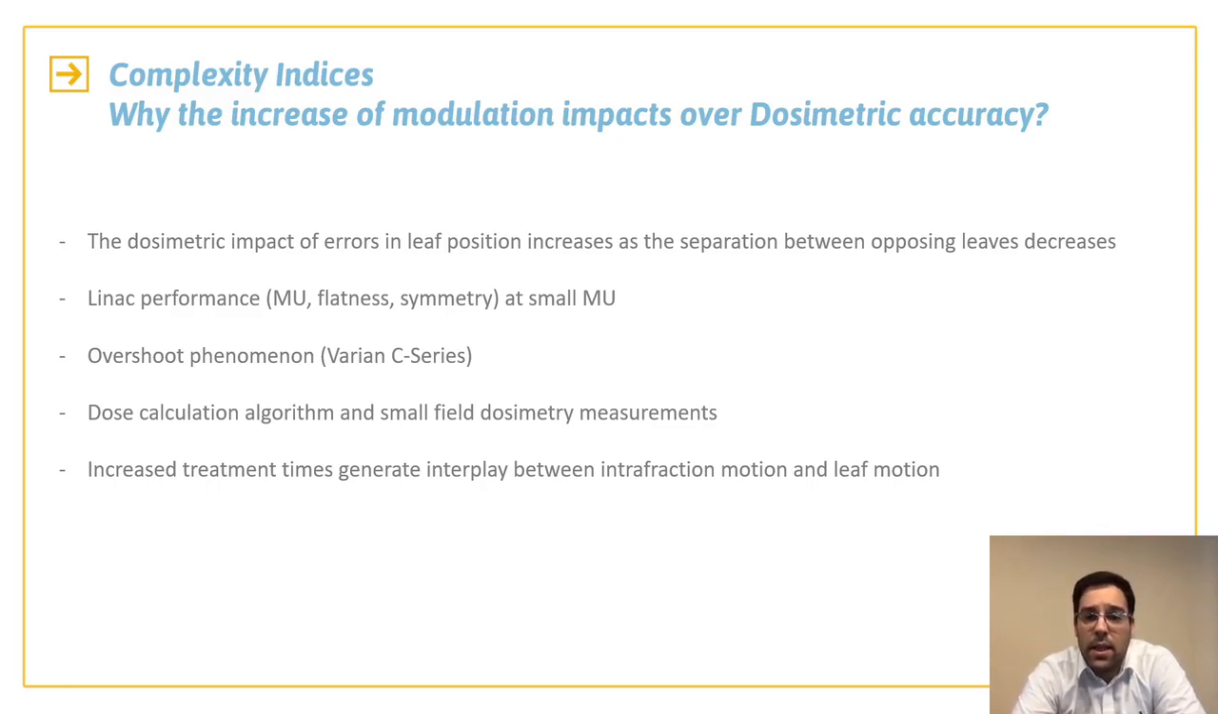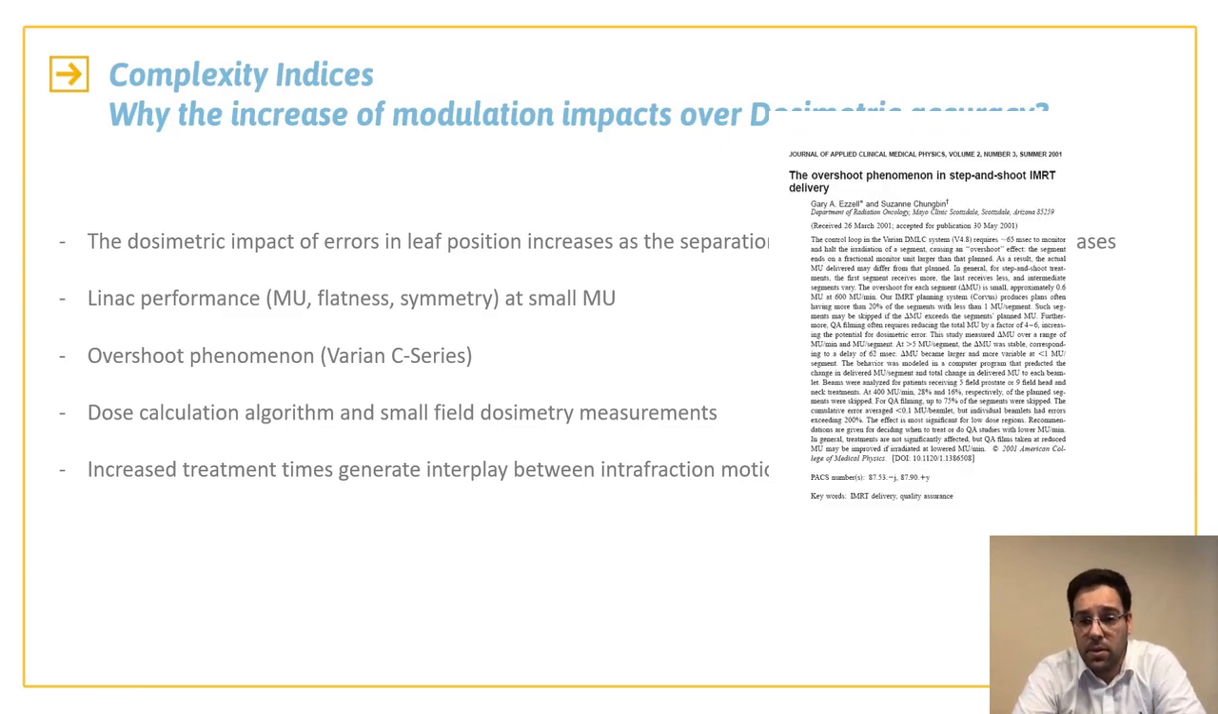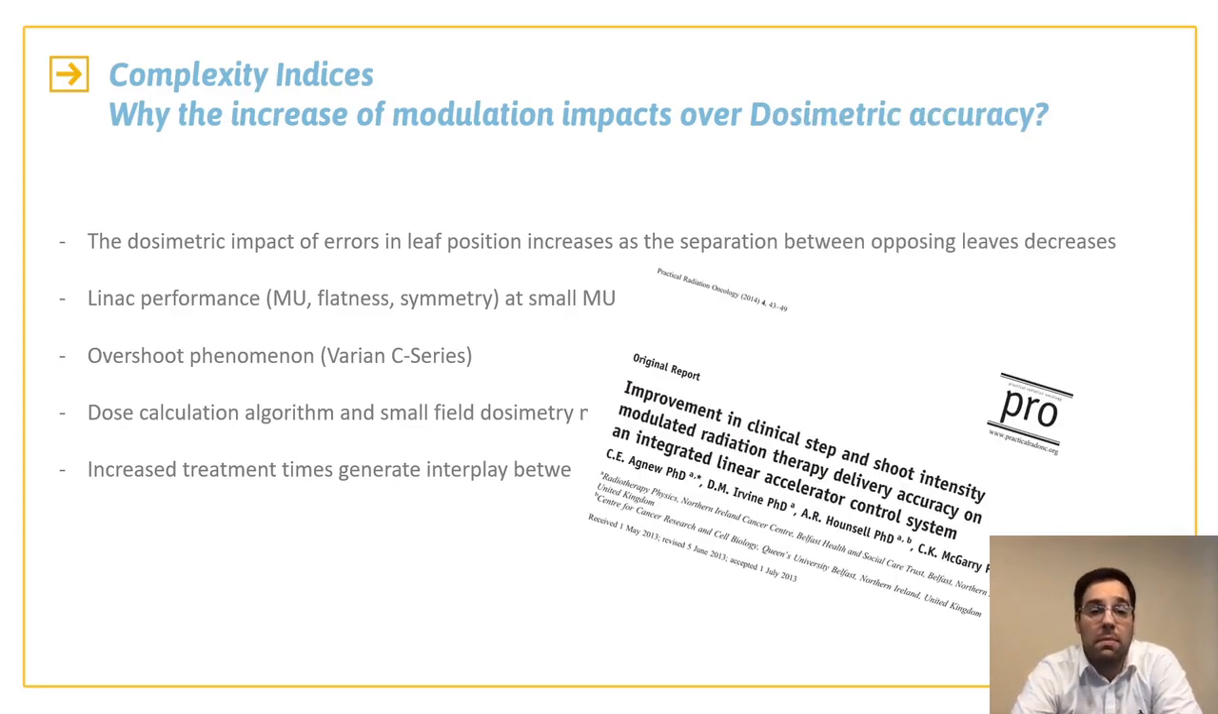First of all, the MLC has positioning inaccuracies that become more relevant in small fields. There is also the linear performance at small monitor units, such as flatness, symmetry, and the overshoot phenomenon regarding the time used by the control logic of the control points, about 50 milliseconds for Varian series, which impacts the first shot and the last one. The first segment receives more and the last receives less.